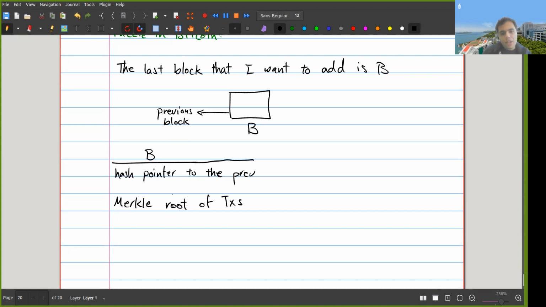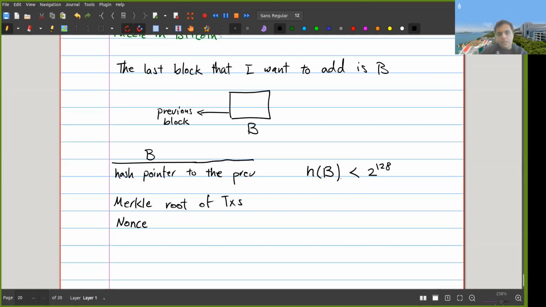Now I want to define a puzzle that includes this block P. Let's also put a nonce here, which is any number that can be chosen by the person who wants to add this block to the blockchain. And I say that I accept this block only if the hash of this block is small. For example, if the hash of this block is less than, let's say, 2 to the power of 128.